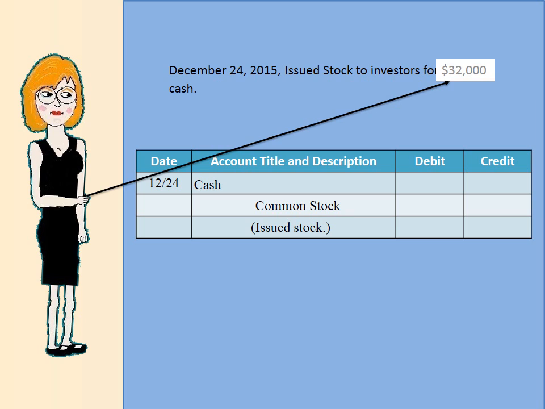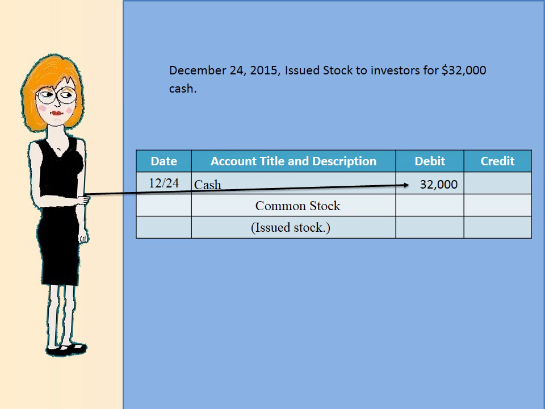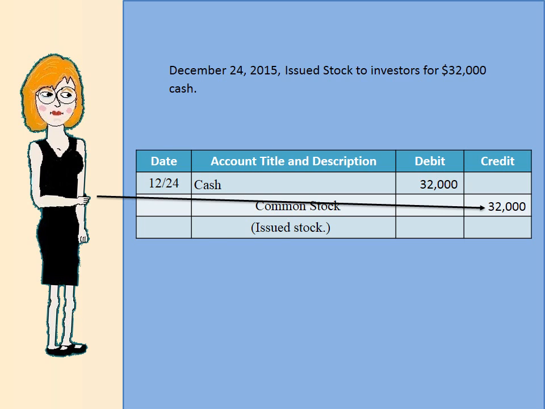How much did we get? We got $32,000. So we will increase cash by $32,000 by debiting the cash account. We will also increase common stock $32,000 by crediting the common stock account. This is the completed entry for how to issue stock to investors.